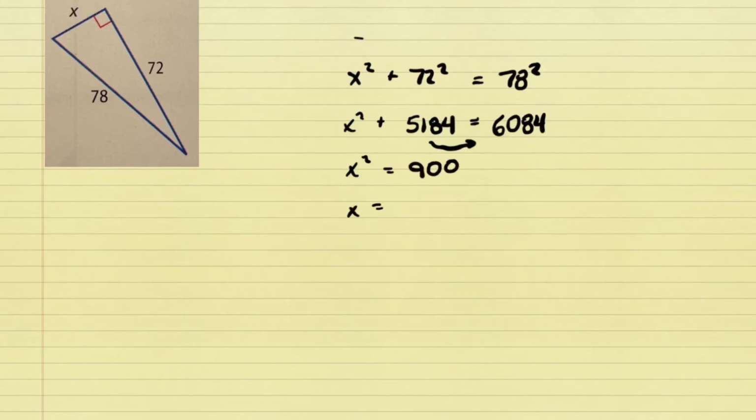And then take the square root of that. Square root of 900 is a perfect 30. 30 times 30 is 900. That's what square roots are.